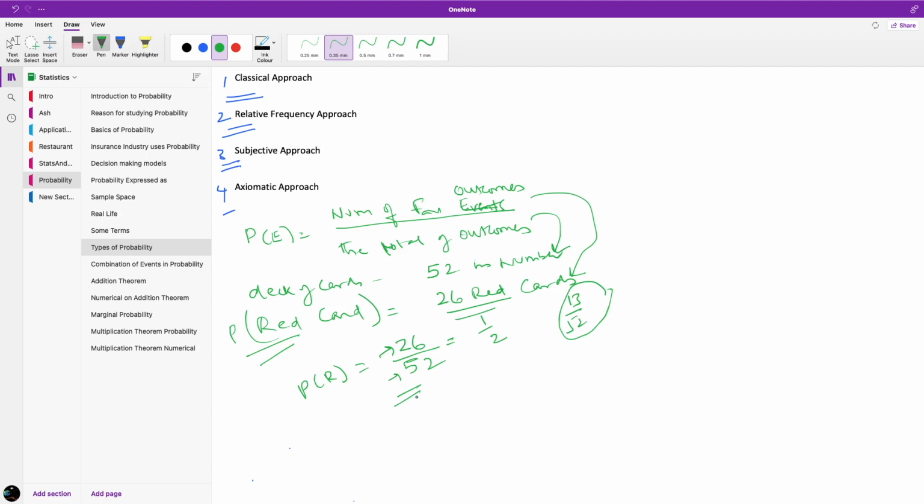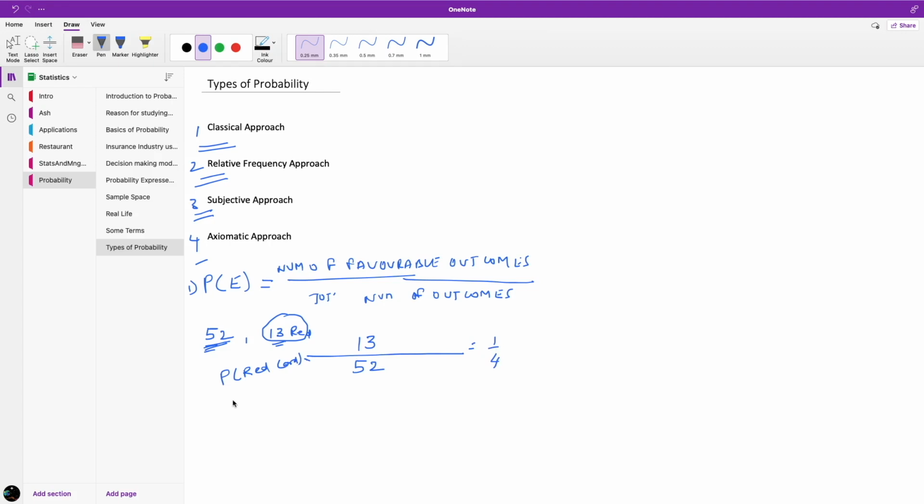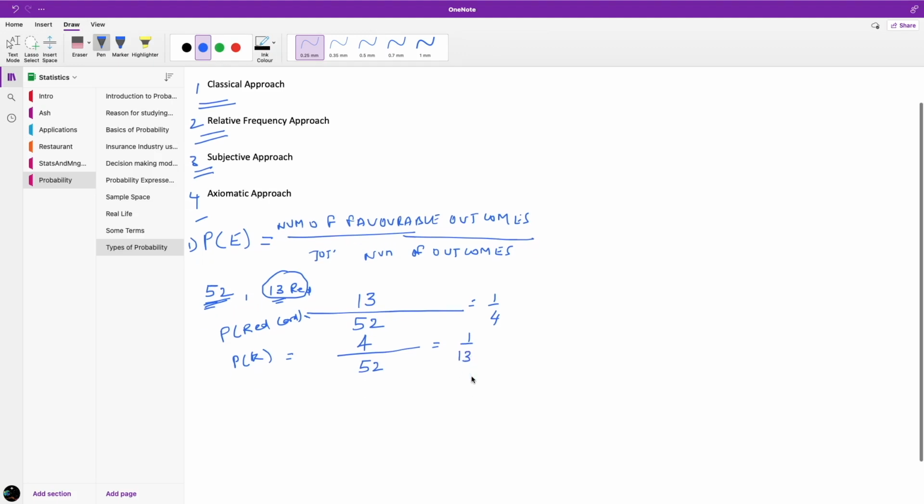So this is the definition of probability. This is how we calculate the probabilities in the classical approach. Similarly, the probability of getting a king card: how many king cards are there? There are 4 favorable cards which have king out of a total of 52. So this is 1 by 13. So this is how probability is calculated in the classical approach.